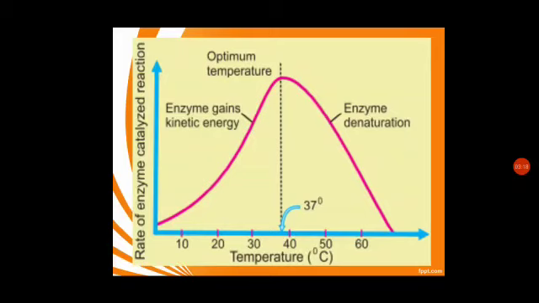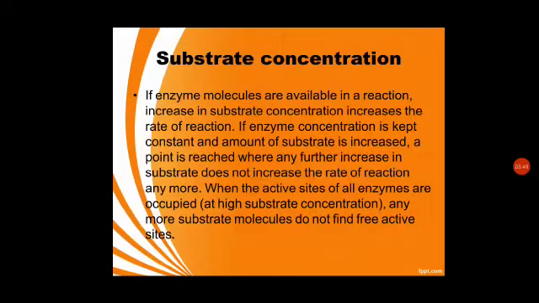Here you can see temperature and the rate of enzyme catalyzed reaction. At optimum temperature, the enzyme increases the rate of the reaction, but after that, if we increase the temperature above 40, 50 or 60, the enzyme becomes denatured or its activity is lost. It's very clear from this diagram.